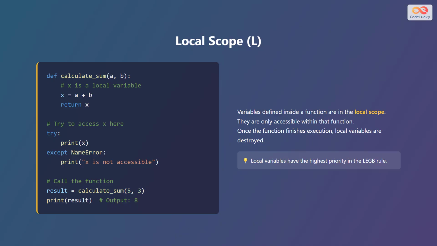Variables defined inside a function are in the local scope. They can only be accessed within that function. Once the function completes its execution, all the local variables are destroyed.